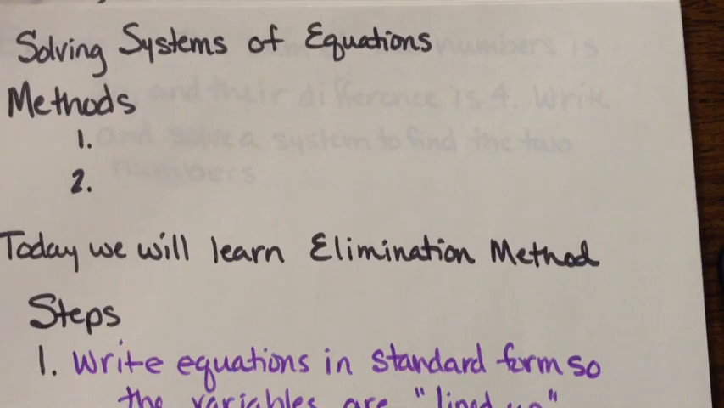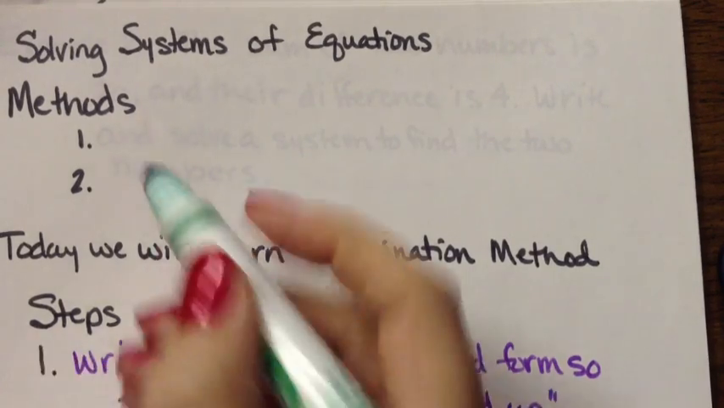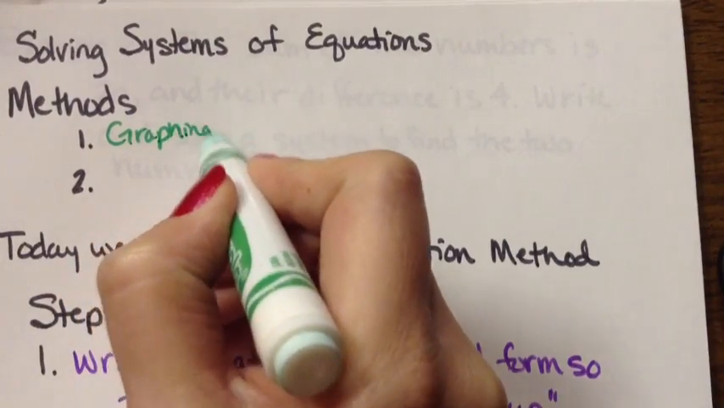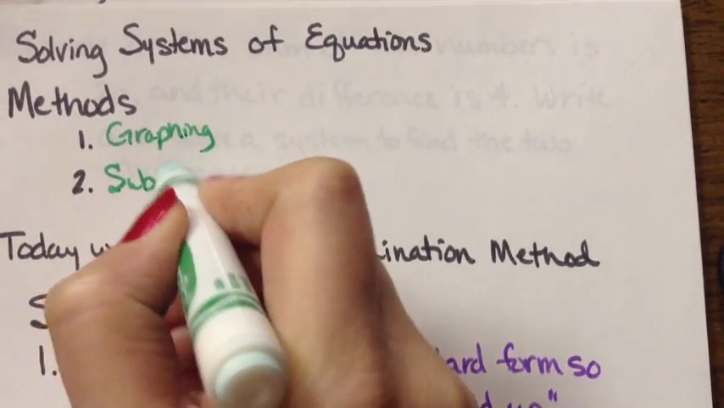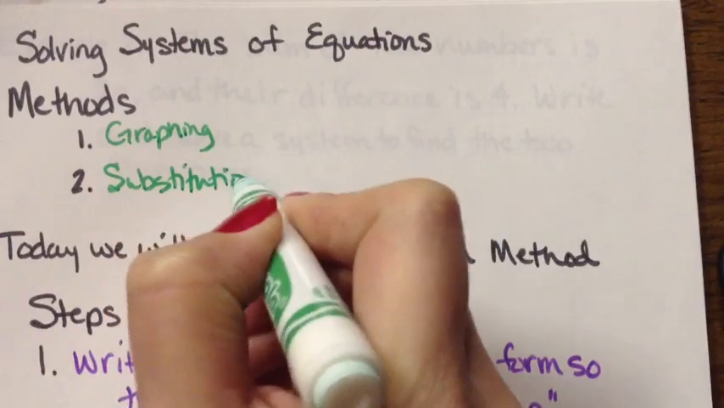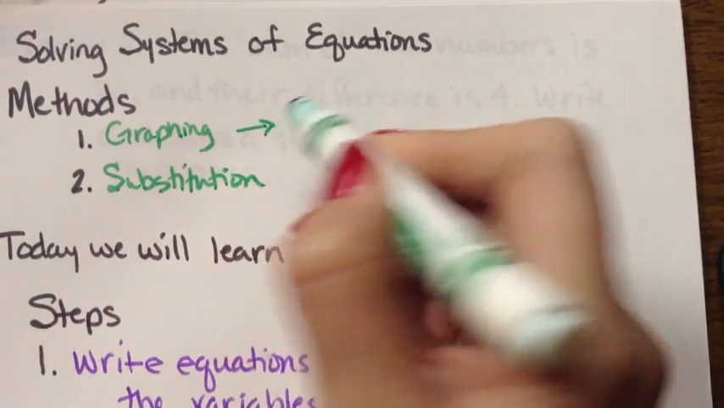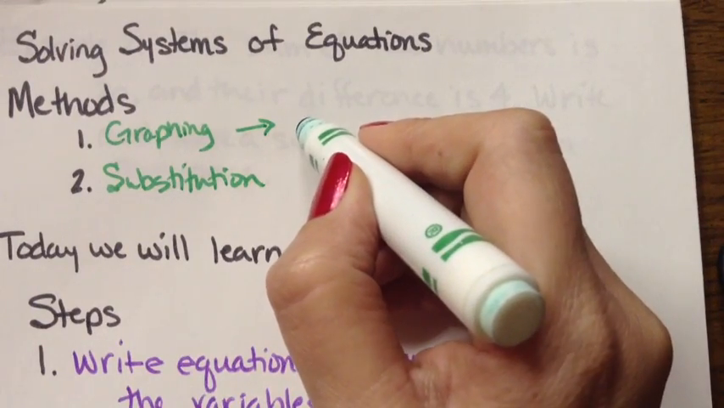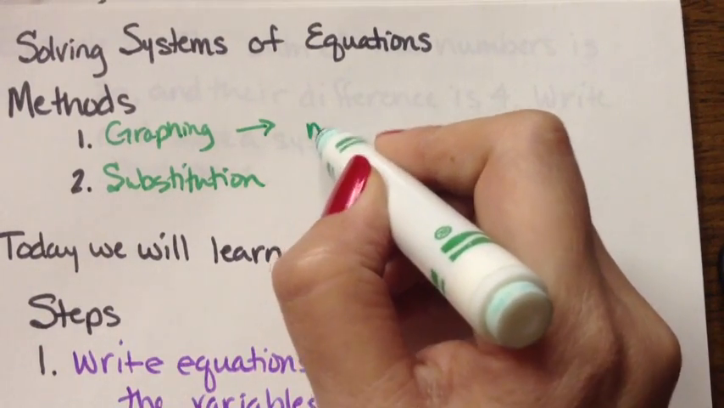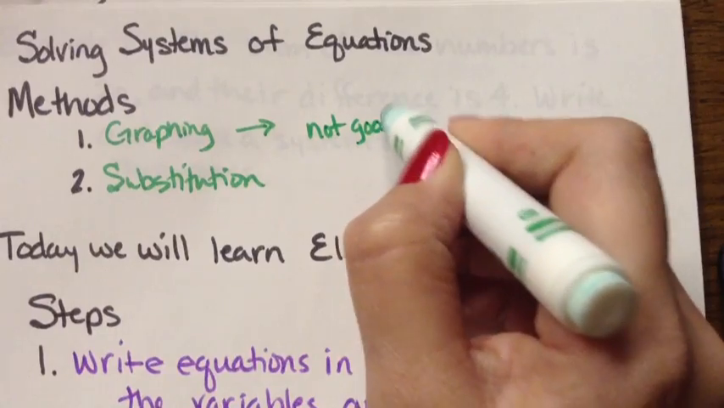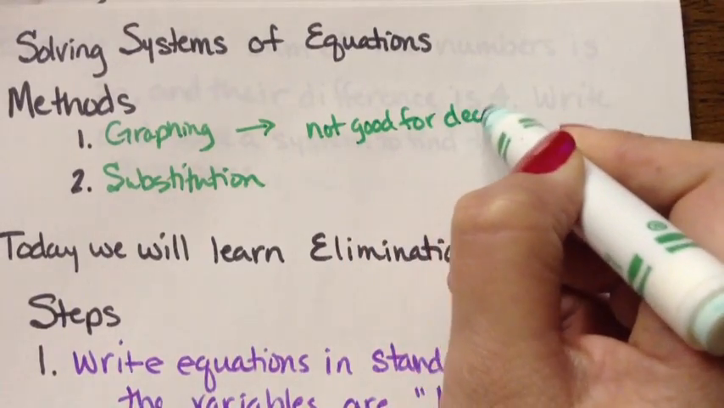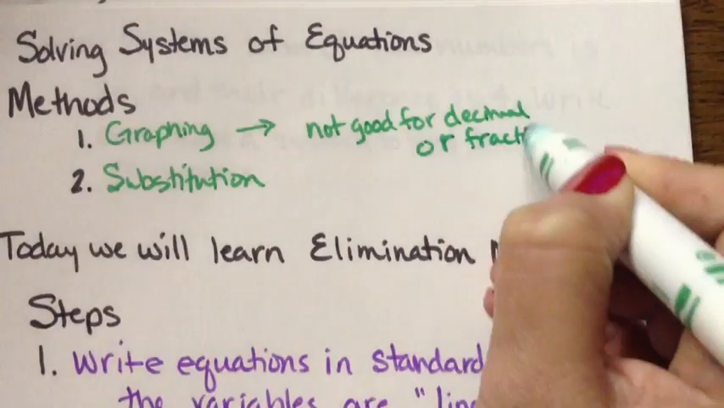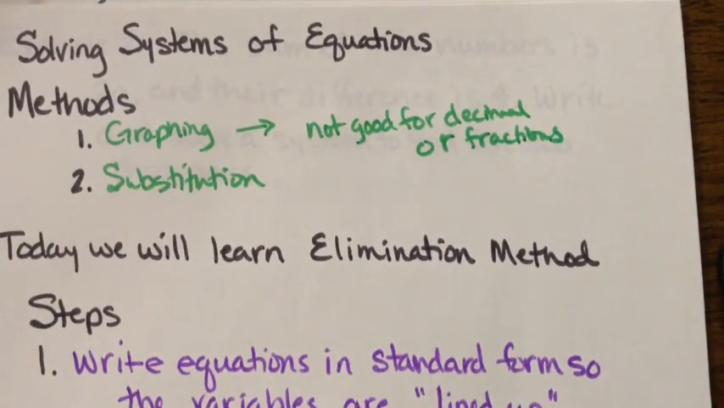So far we have learned 2 ways to solve systems. We have graphing, and then we have the substitution method. Now, graphing is great when you have whole number coefficients, but it doesn't work well with decimals. So it's not good for decimals or when you have fractions. And I want you to know that that's why there are different methods. Okay, so it's not good for decimals or fractions.